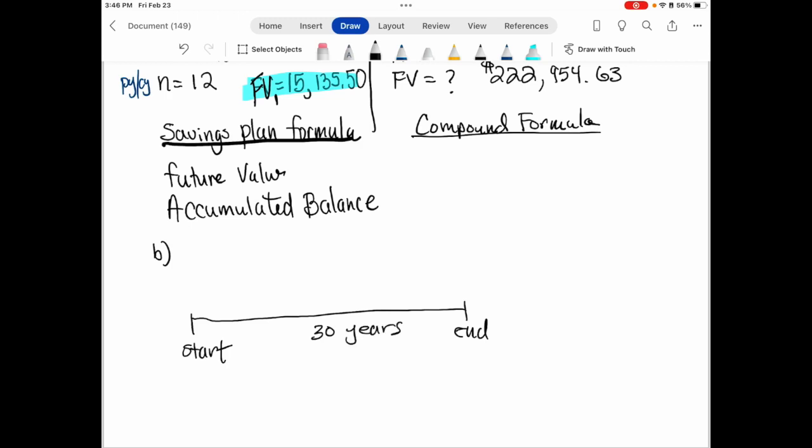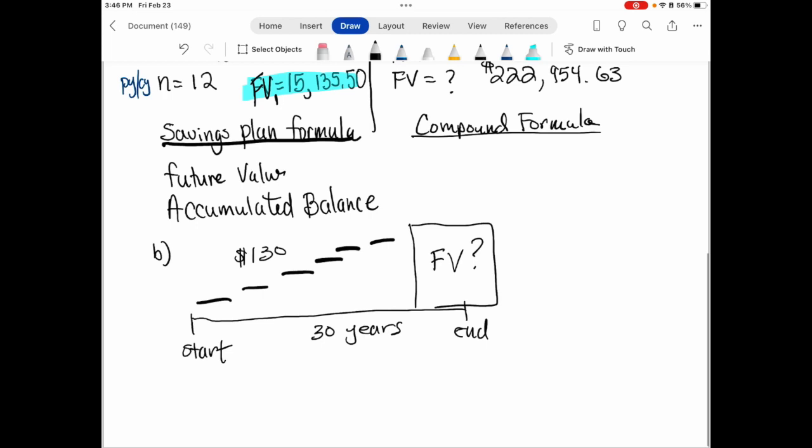Now it says if you put $130 a month in for 30 years, what would you have at the end? So we're making these $130 payments, and we want to see what that end result would be. So we're looking for a future value. We're trying to save money, and we're doing it with making payments. So this would be, if you're using formula, savings plan.